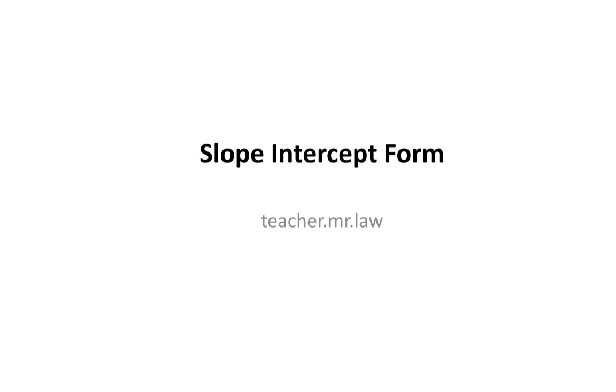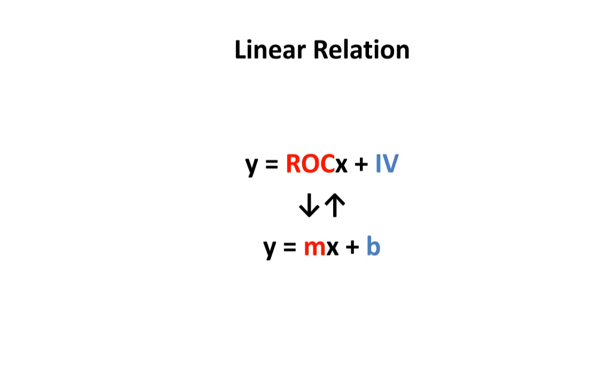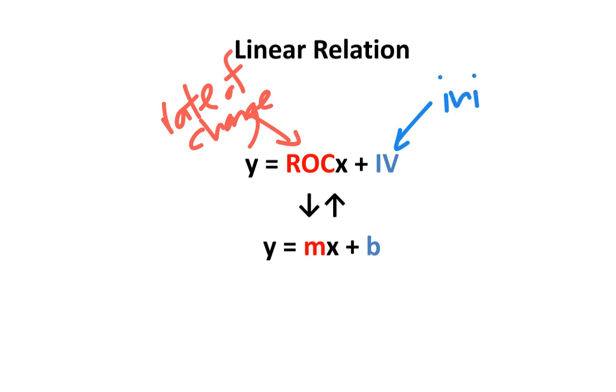In today's lesson, we'll be learning about slope-intercept form. As discussed previously, a linear relation is really just a pattern, and it can be represented with the equation y equals ROC x plus IV, where ROC is the rate of change, and IV is the initial value.